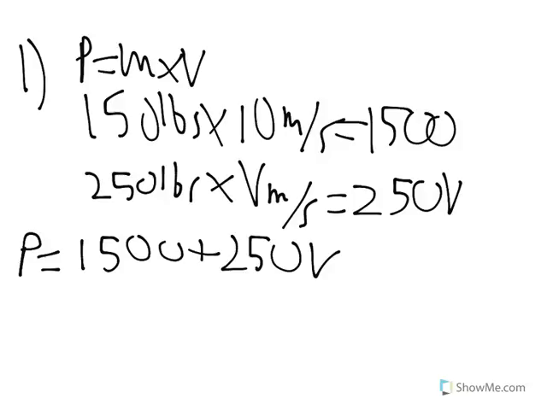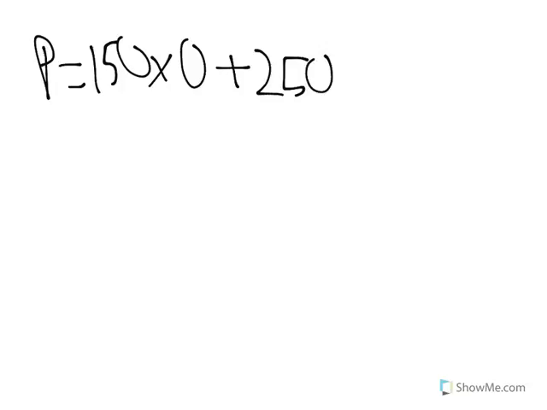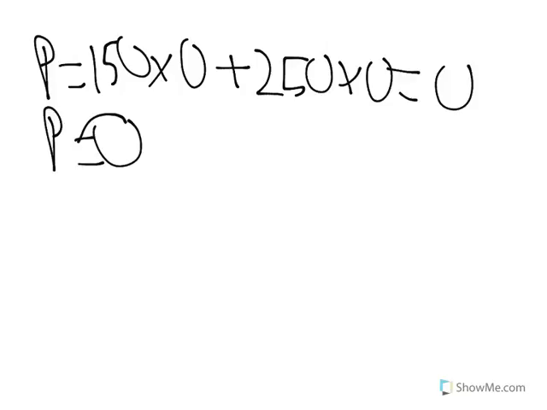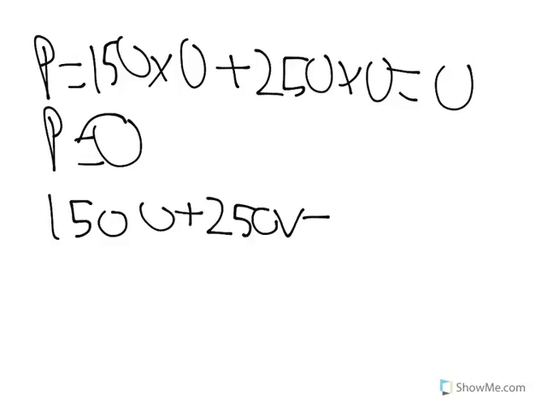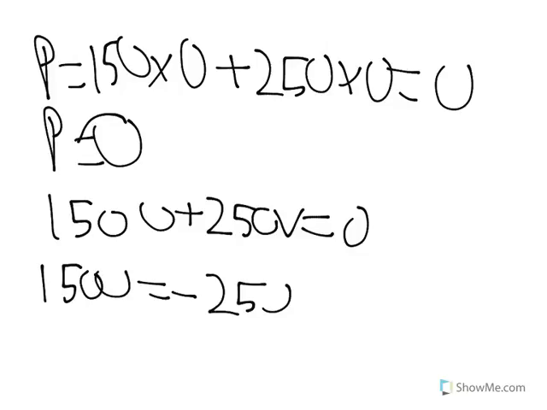Now let's go on to calculate our final one. Final is just mass of 150 times velocity of 0 plus mass of 250 times velocity of 0, which equals 0. And now let's set them equal. For them to be equal, 1,500 plus 250 v has to equal 0. If we subtract 1,500 from both sides, 1,500 equals negative 250 v, or negative 6 equals v.